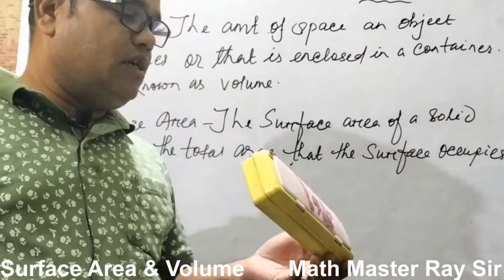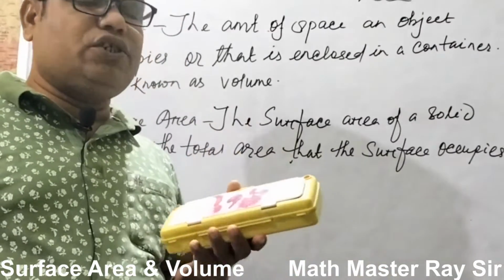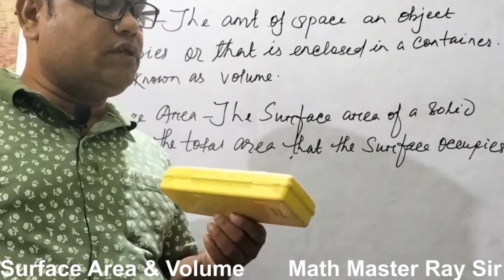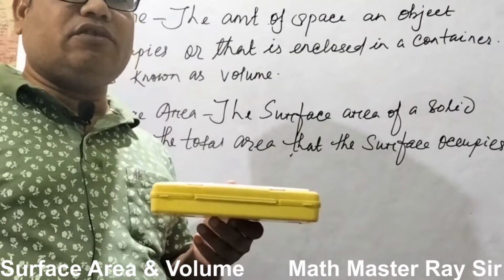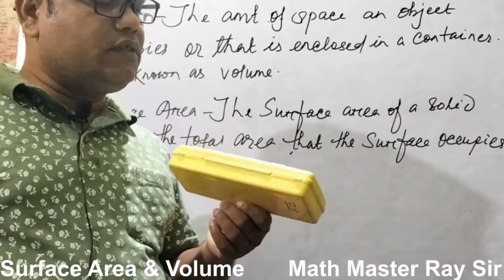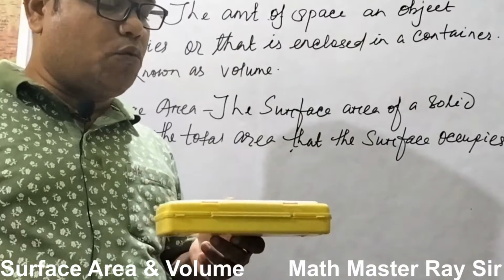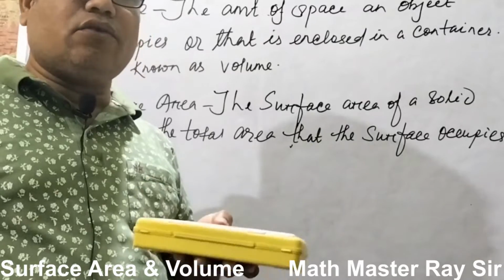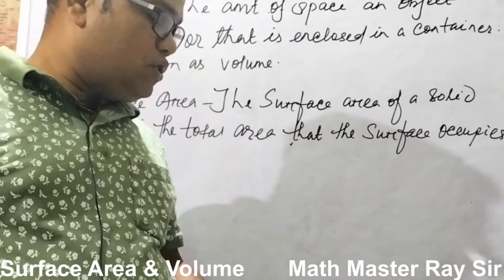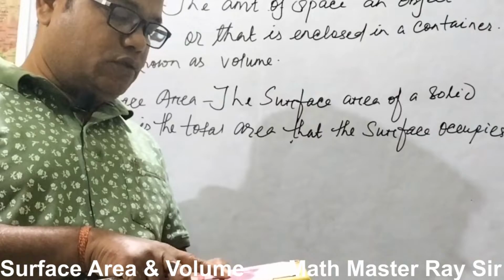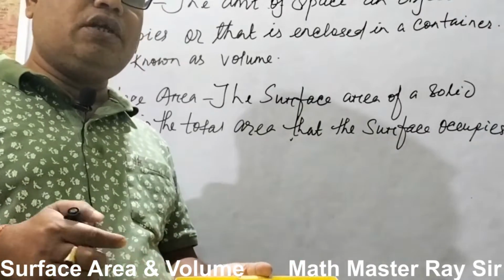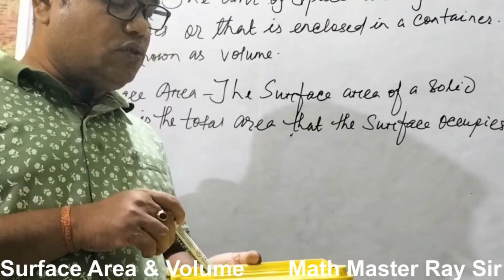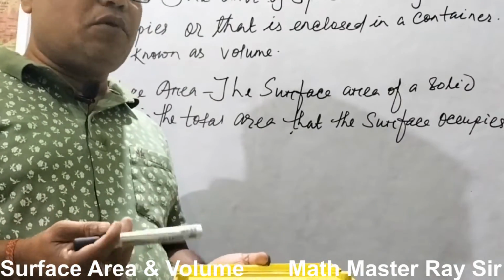Suppose this is a 3D figure, a 3D object. This is in the shape of a cuboidal object. How much space has it occupied? This is the volume. That means what is the air it has occupied? That is also the volume of this one. Suppose this is an empty object. The space or the air contained in this object is known as its volume.